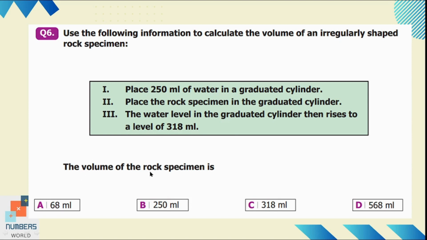The volume of the rock specimen is, so in the start the water level was 250 ml and at the end the water level is 318 ml. So this rise is due to the volume of the rock specimen. So we can subtract 250 out of 318, that is equal to 68. So the volume of the rock specimen is 68 milliliters.